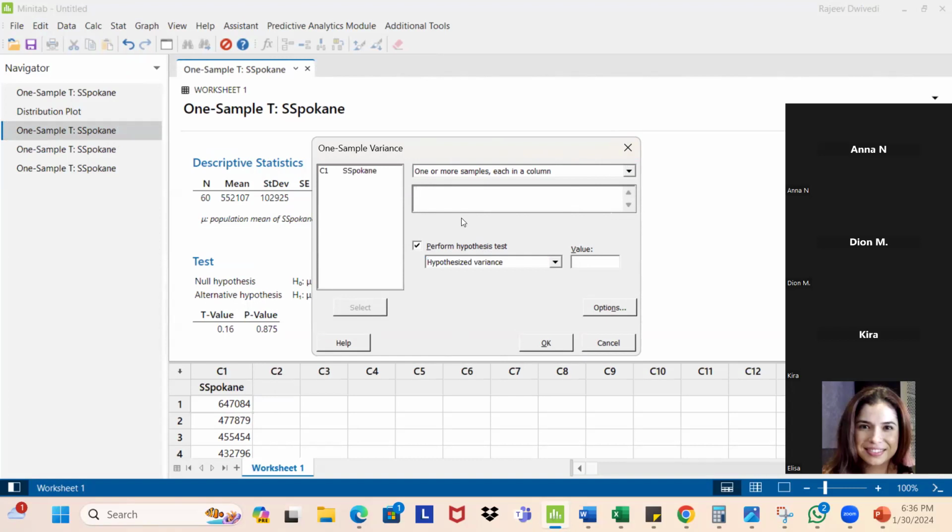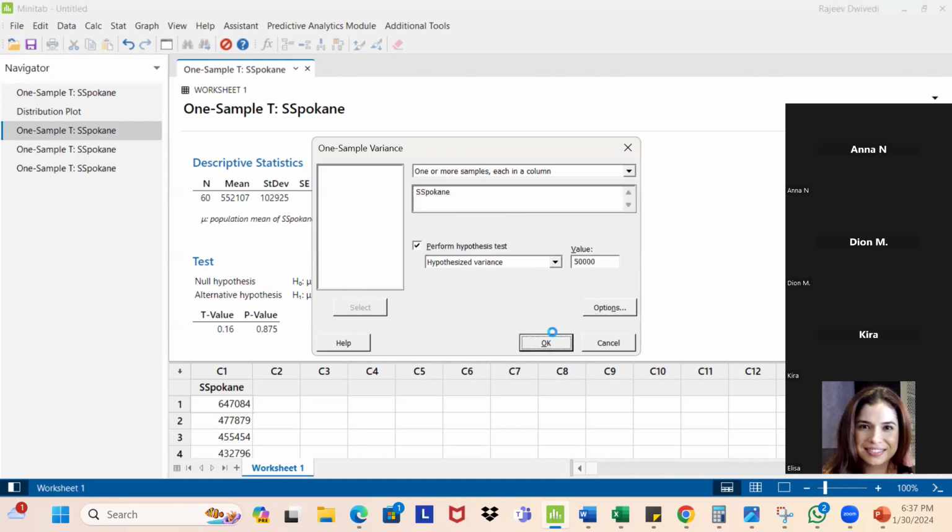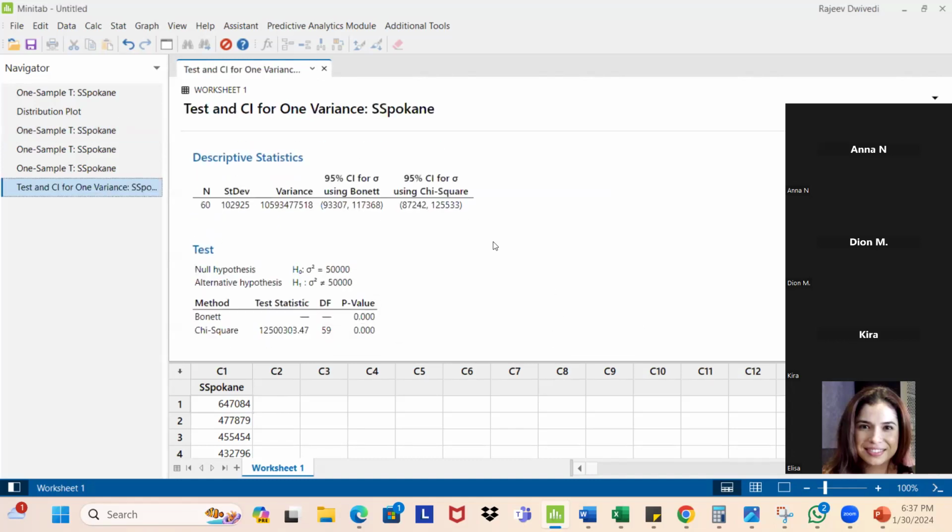So for example, variance, let's say 50,000. So I just select this and hypothesize I selected $50,000 is the difference, 50,000. And again, the same 95 by default. And here you get two values, which is not correct, p value. So sigma square is variance, 50,000 and 50,000. No, this is not correct.